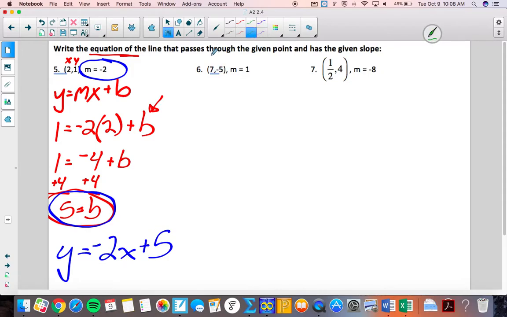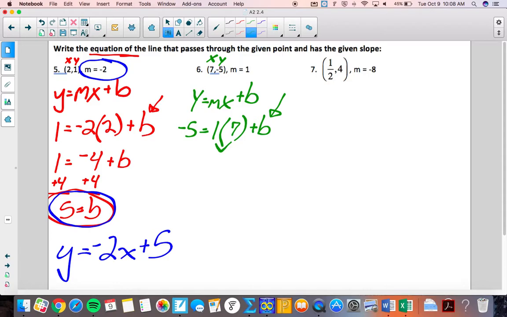Let's try it again. I'm given an x-coordinate and a y-coordinate and a slope. I'm going to plug this into slope-intercept form. The y value is -5. The slope is 1. I'm going to multiply that by the x value, which is 7. And I don't know what the y-intercept is, but now I can solve this equation for b. Simplify first. On the right side, 1 times 7 is 7. So I have 7 plus b equals -5. Now undo this positive 7 by subtracting 7. So we get -12 equals b.